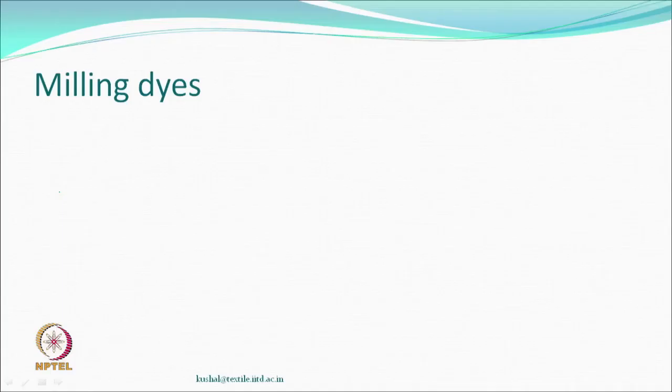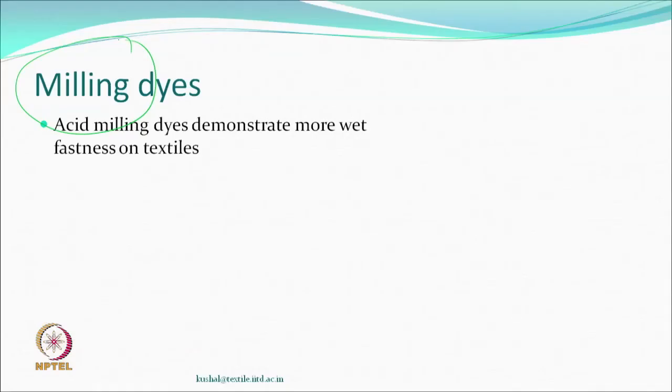But because of this, a set of acid dyes have to be used, which will not come out very easily during this process. And some of these dyes, therefore, are called milling dyes. You remember, the name has come from the milling process itself. So you have to find some dyes which are not going to easily come out. All right, they will be called the milling dyes. So acid milling dyes would demonstrate more wet fastness.